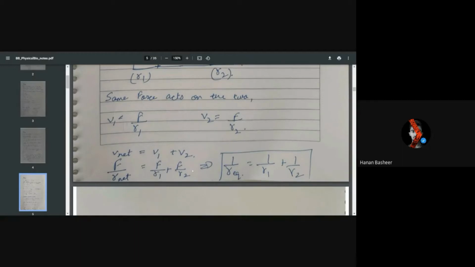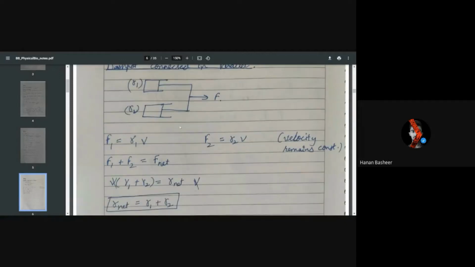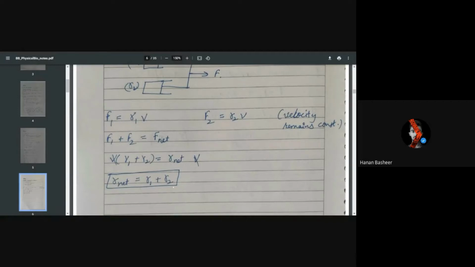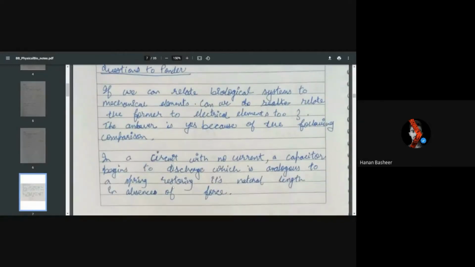So we will solve it and we'll get 1 by gamma equivalent is equal to 1 by gamma 1 plus 1 by gamma 2. Then dashpots connected in parallel: the total force will be F1 plus F2. Using this, we will get that gamma net equals gamma 1 plus gamma 2. Then we have a few questions to ponder over.